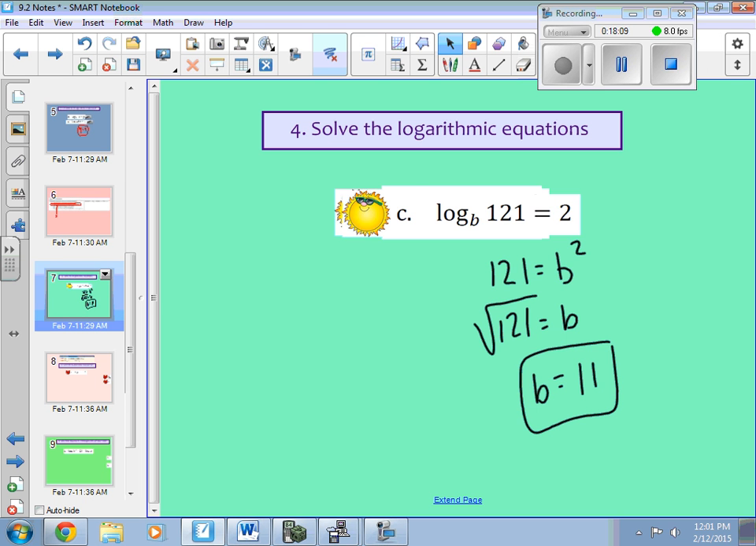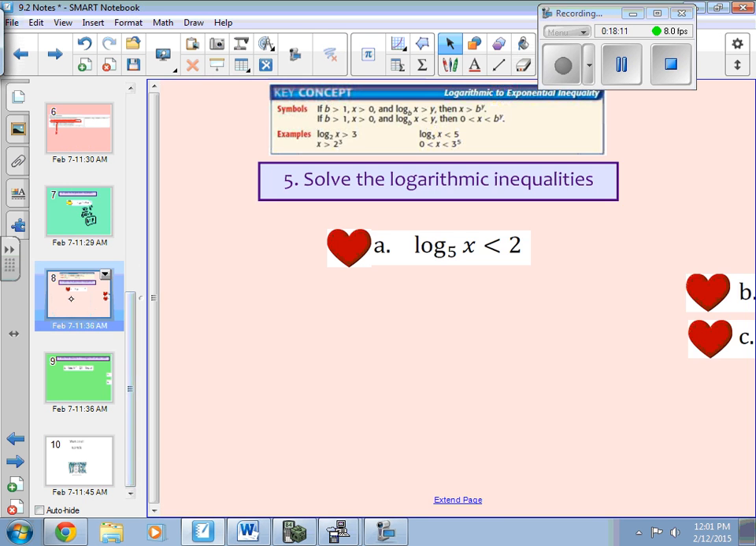All right, let's try some of these problems now with inequalities. If it's an inequality, you want to solve it just like we've been doing the last problem. So check this out. Can we type this in our calculator? Nope, we got a variable x there. So what we're going to have to do is change to exponent form. In exponent form, this would say x, keep the symbol the same. The base of the log is the base of our exponent. This number 2 becomes our exponent. So x is less than 5 squared is 25.